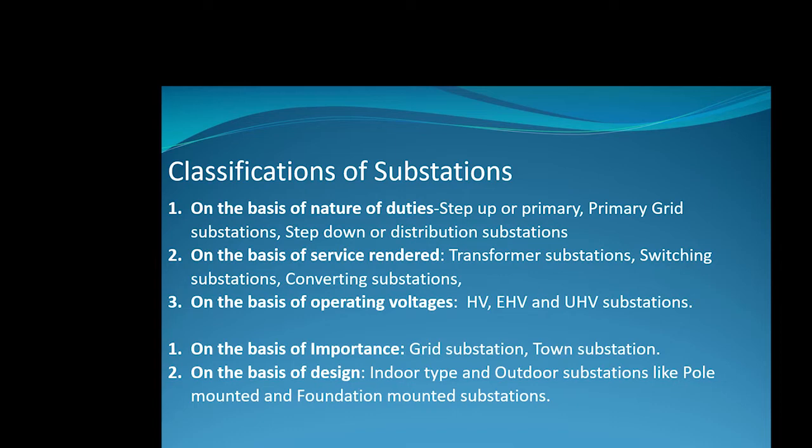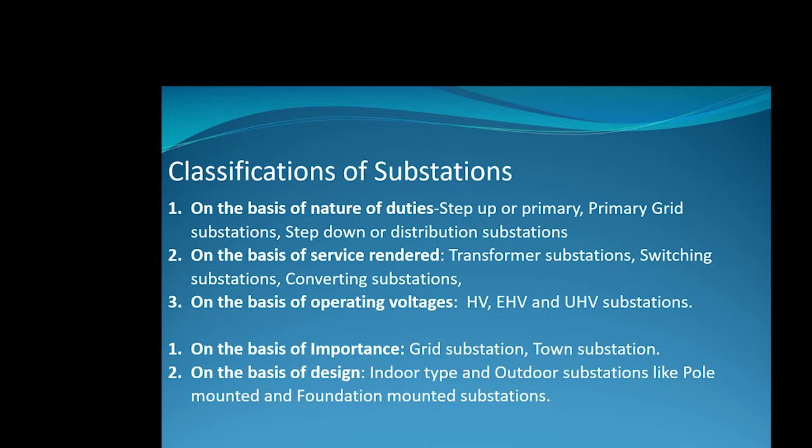Primary grid substations are placed at the secondary point where step down is done to the secondary transmission levels. The distribution substations will step down the voltage to 415 volt 3 phase or 240 volt single phase level available to the customer through service mains.